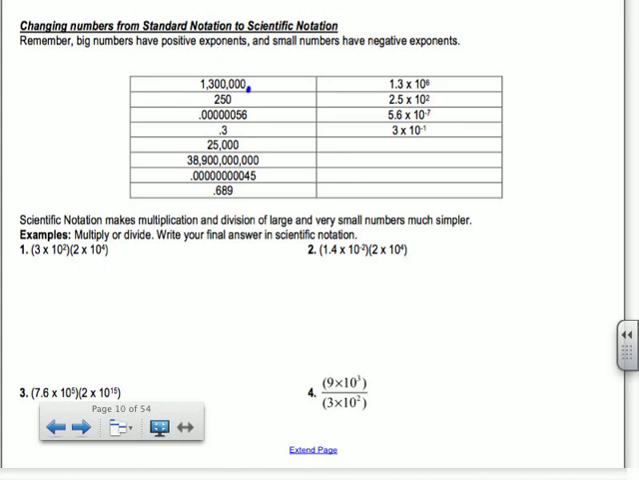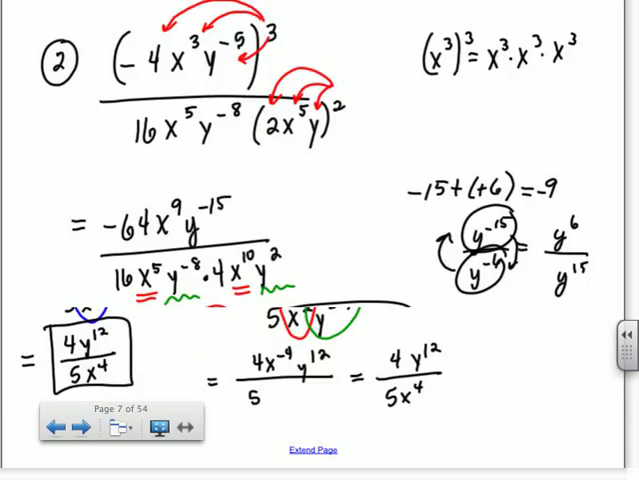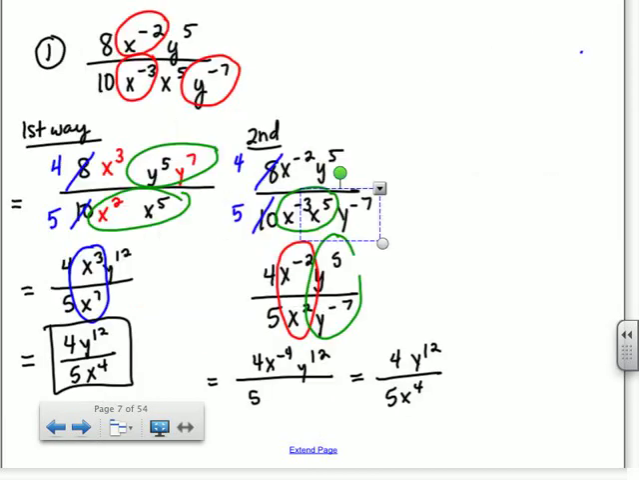Okay, so big numbers are going to have positive exponents, small numbers have negative exponents. So if I see 1,300,000, my decimal point is on the right side. You count how many steps it would take to go over so that your number is between 1 and 10.